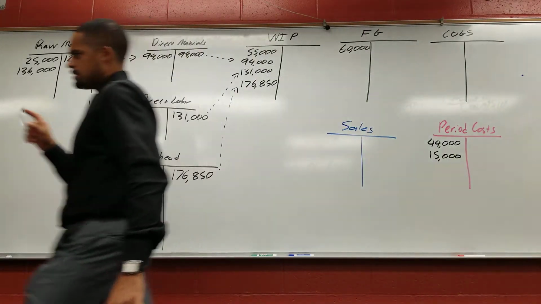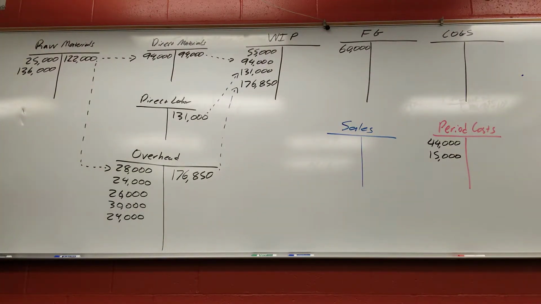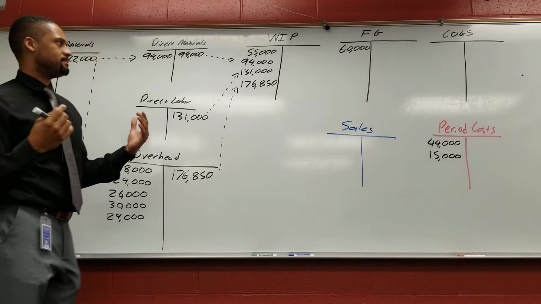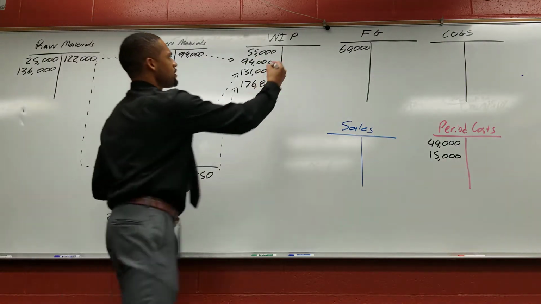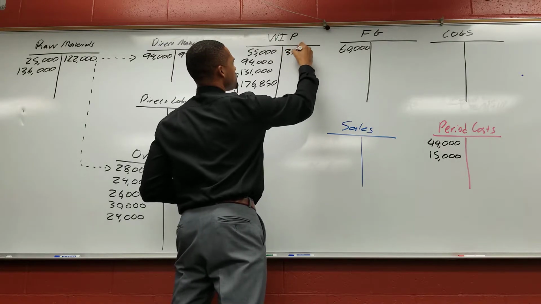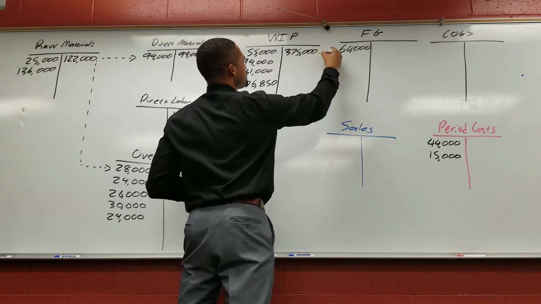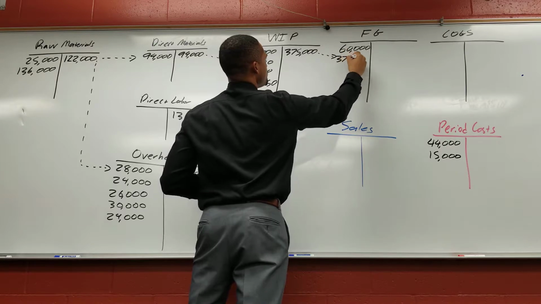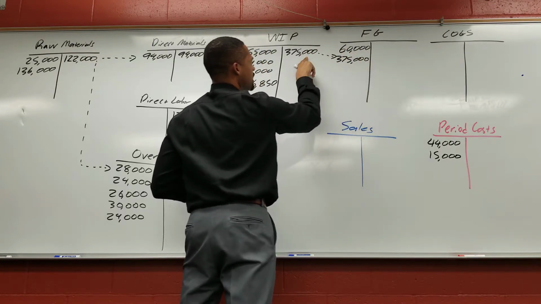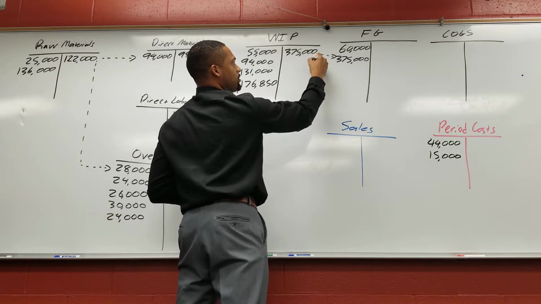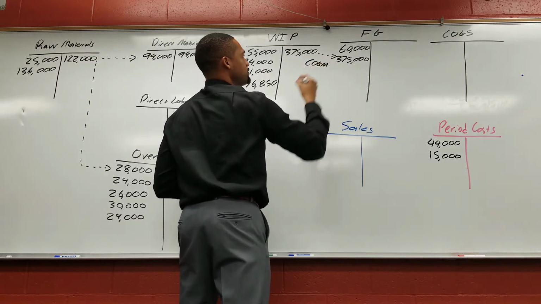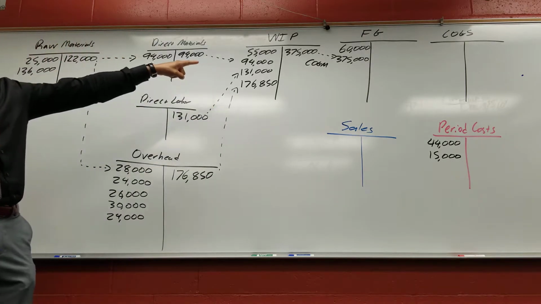After that, part F, it says we completed jobs costing $375,000. If we complete jobs, that means it's going out of work in process and into finished goods. $375,000 got finished, and this is going to flow to finished goods. And secretly, whatever comes out of work in process and goes into finished goods, they call this the cost of goods manufactured. That's what that number is right there.